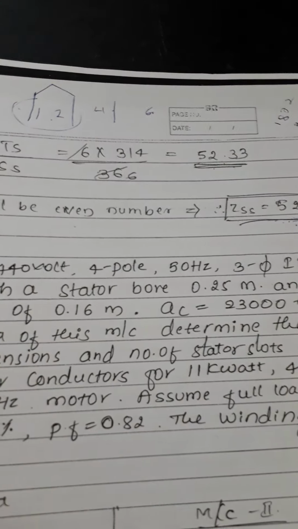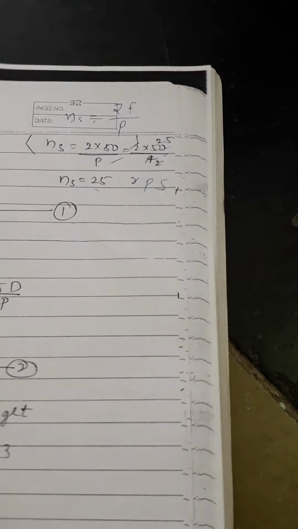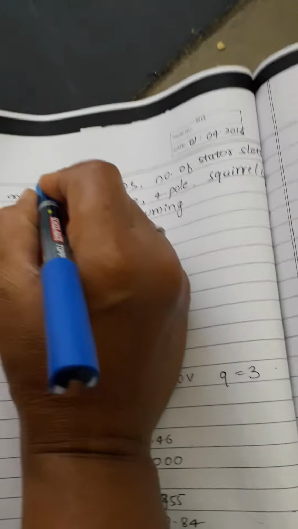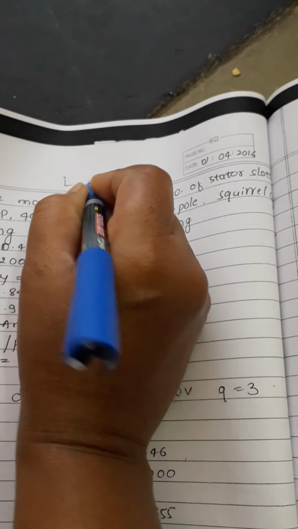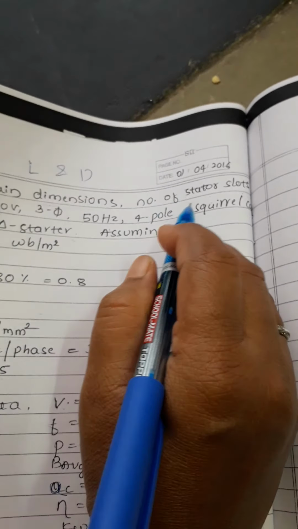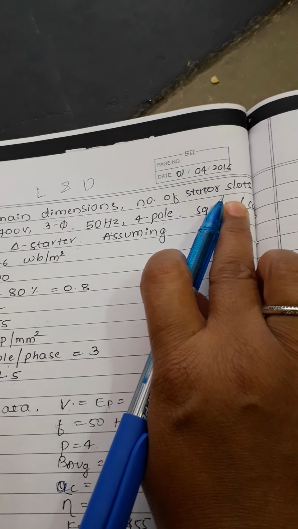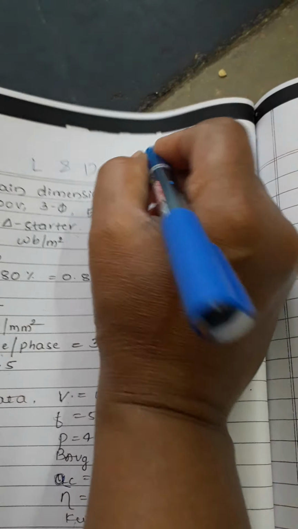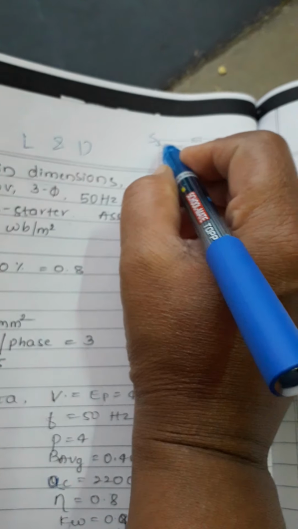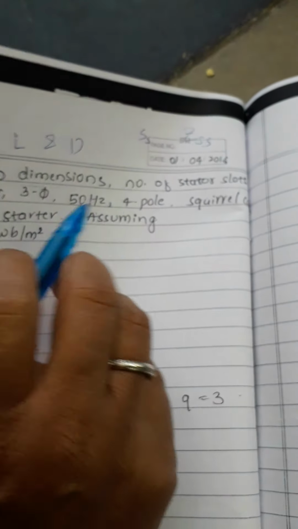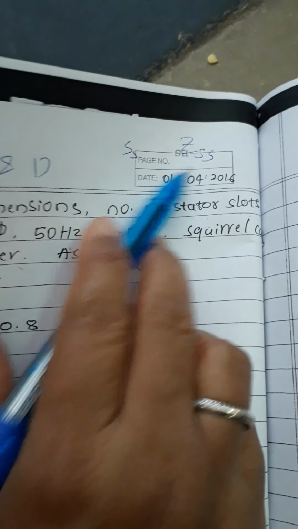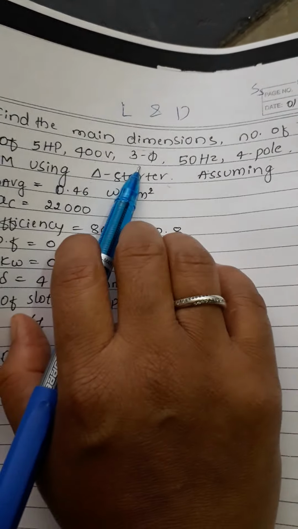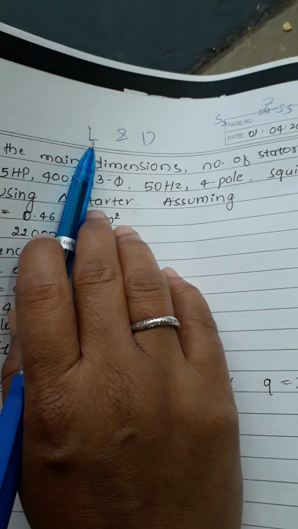So here in the problem, they have told us to find out the main dimensions, which are nothing but L and D, and we have calculated those. Now the number of stator slots SS we have calculated. With this stator slot count we have calculated ZSS. So if the problem is given like this, we have to find out L, D, SS and ZSS.